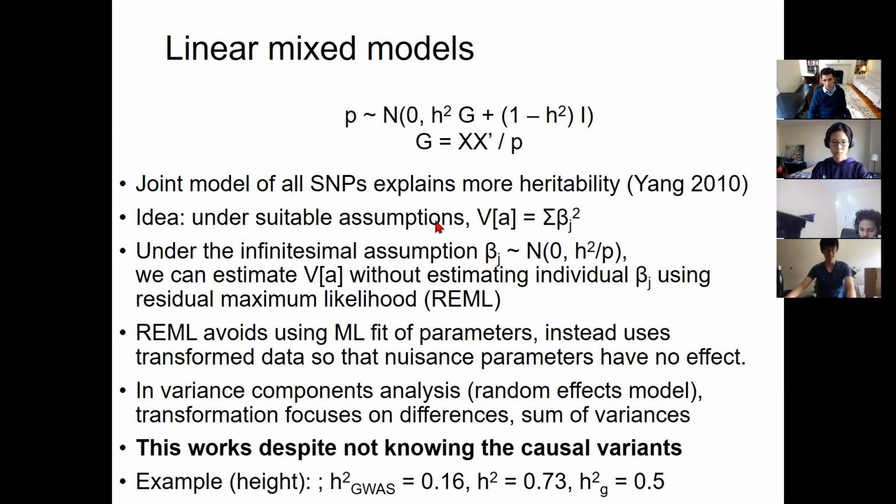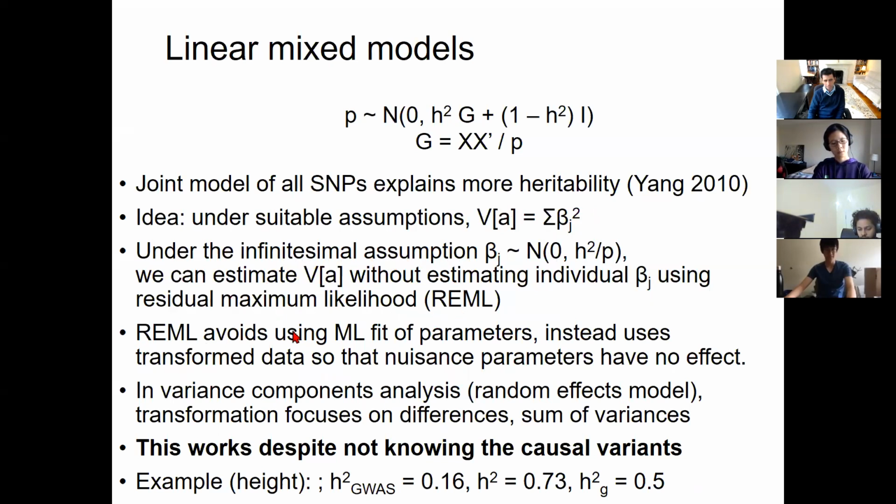And under some suitable assumption, this additive component of the phenotypic variation that I can explain by genetics is simply the sum of all of the betas under this infinitesimal assumption, where these betas are distributed according to some fraction of the heritability that is captured by every SNP. And you can estimate this additive component without actually estimating the individual betas using residual maximum likelihood, or REML.